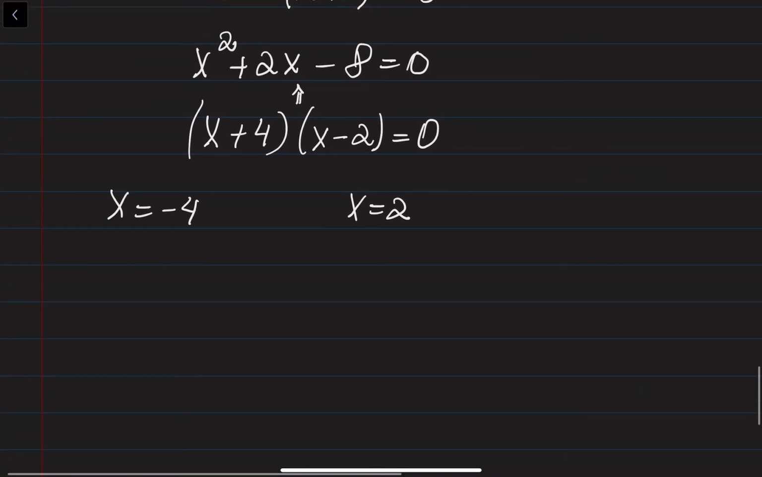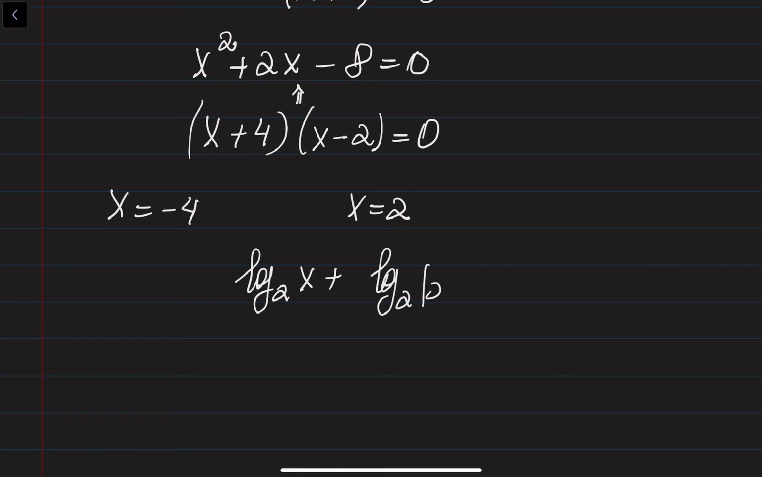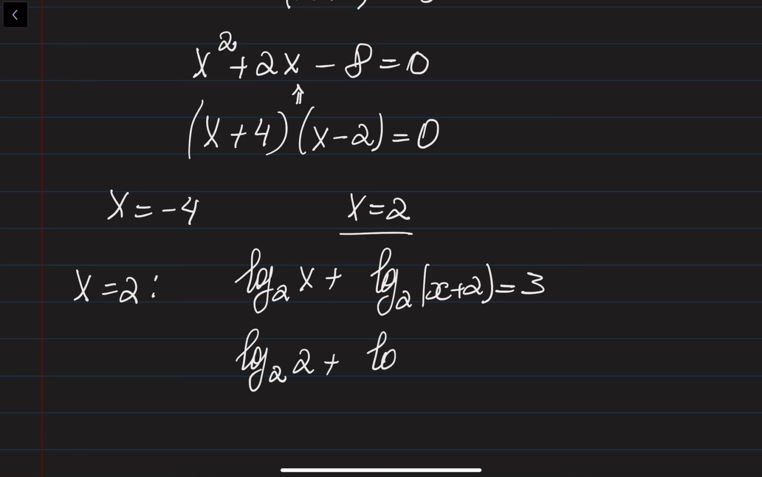You need to put both of the solutions into the initial equation and check whether it is true or not. The initial equation was the logarithm of base 2 of x plus the logarithm of base 2 of (x plus 2), equal to 3. So we substitute x equal to 2: the logarithm of base 2 of 2 plus the logarithm of base 2 of 4 is equal to 3, which is correct.